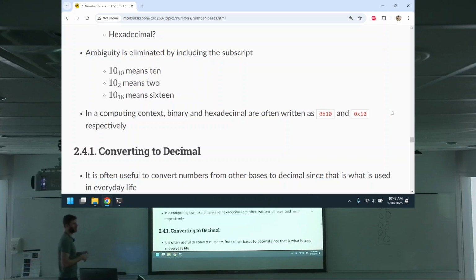And in computing, binary and hexadecimal, if we're talking about the context of computing, usually we would write 0b10 to mean binary. Or if it's hex, you write 0x10. That means hex, base 16. Cool? Raise your hand if you've ever seen this on your computer when playing around with Python or another language. Yeah. That's how you would specify a binary number, or a hex number.